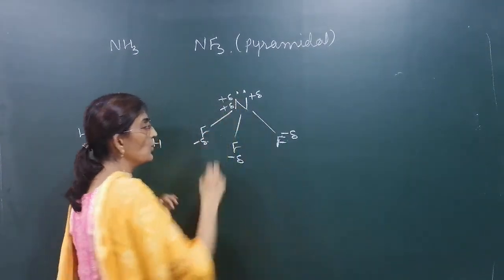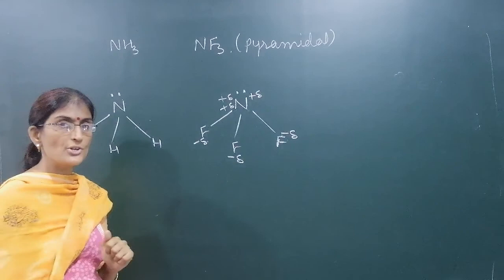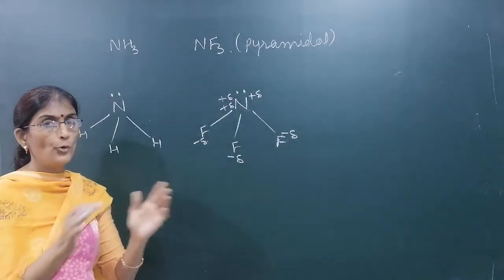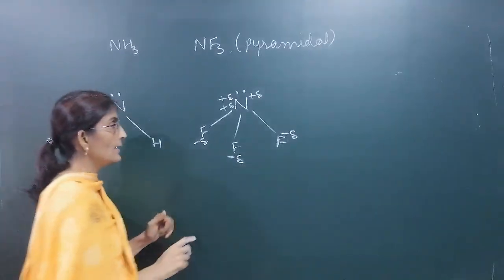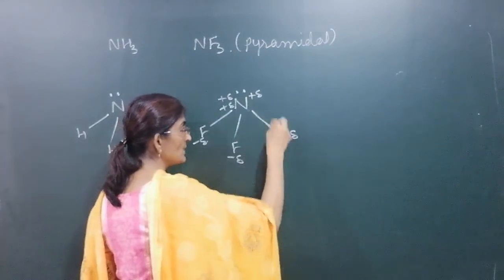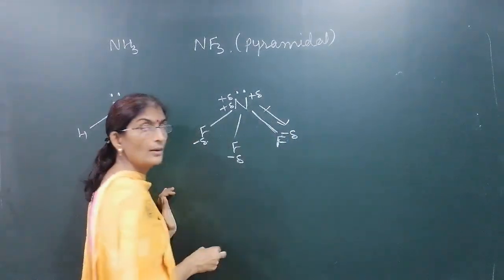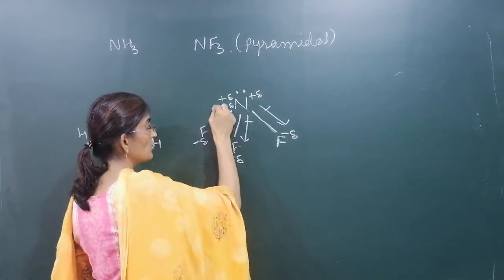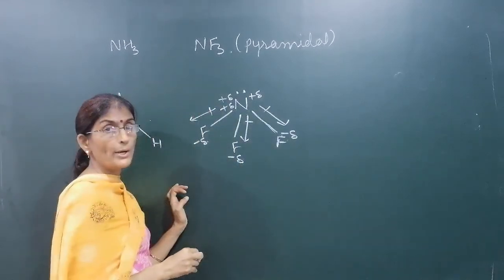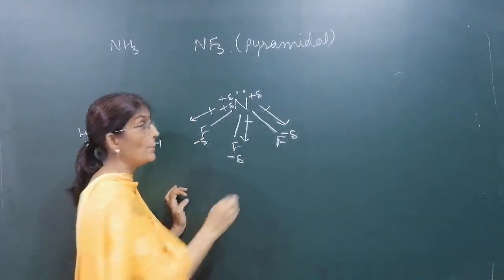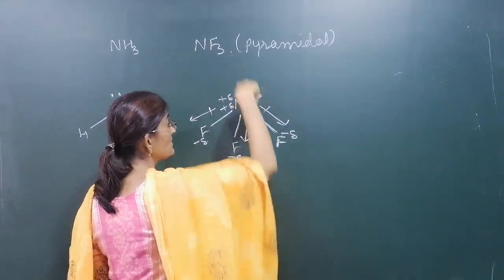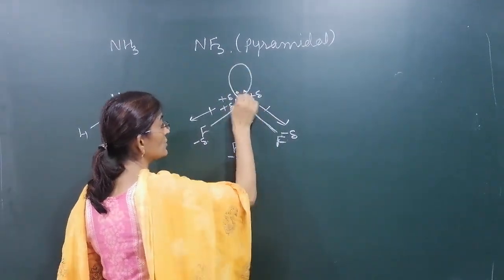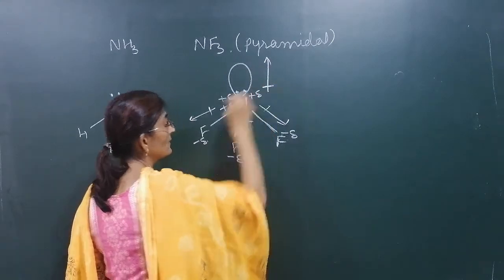Because fluorine is more electronegative, partial negative and partial positive charge develop on fluorine and nitrogen. Now, the dipole moment of this polar bond is measured towards fluorine. This way also it is measured towards fluorine. This also is measured towards fluorine. But for the lone pair, the dipole moment is measured away from it, so the lone pair dipole moment is upward.